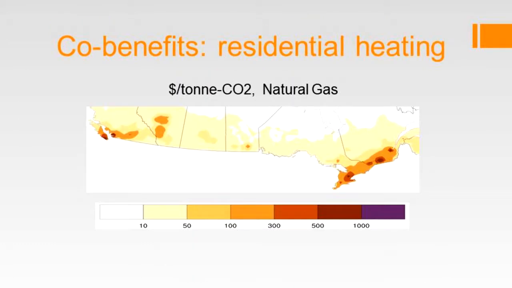Next slide, please. And this is true for a number of sectors. It's hard to find a sector where air quality co-benefits are not significant. This, for example, is natural gas residential heating and a co-benefit in terms of dollar per ton for those, and they can get easily in the range of hundreds of dollars. Next slide, please.